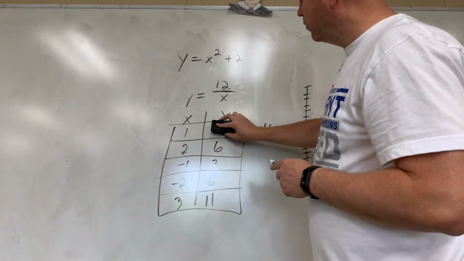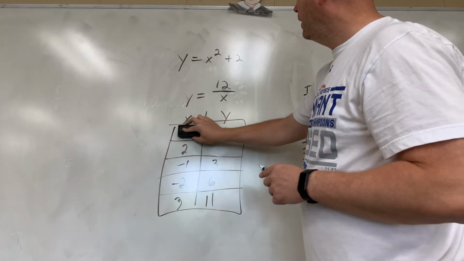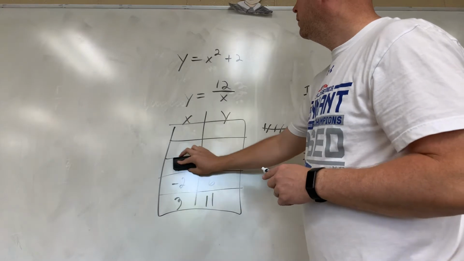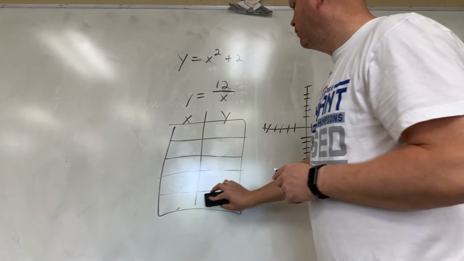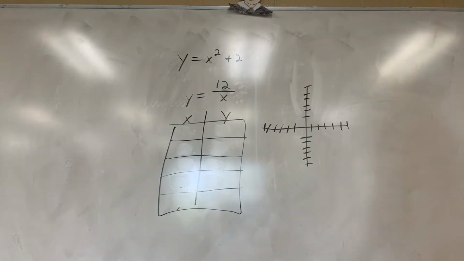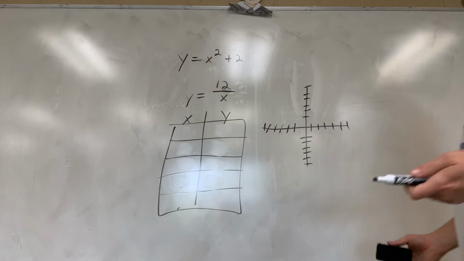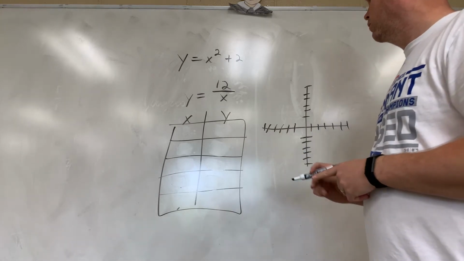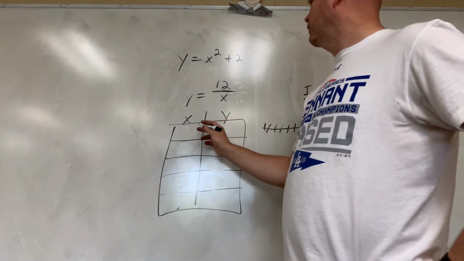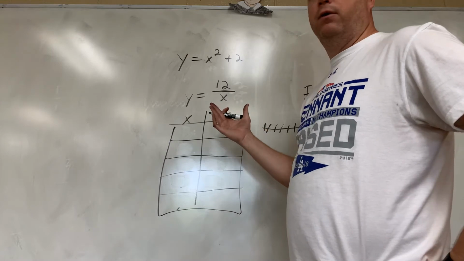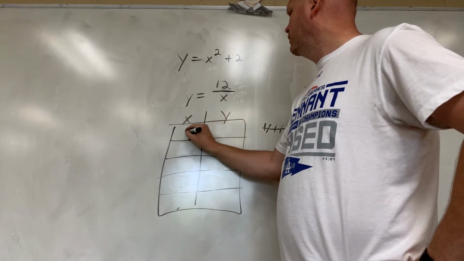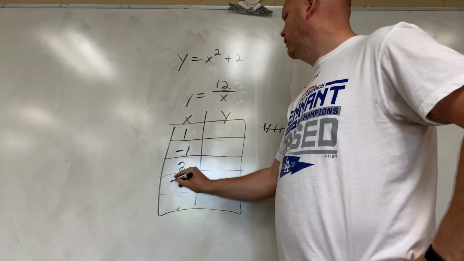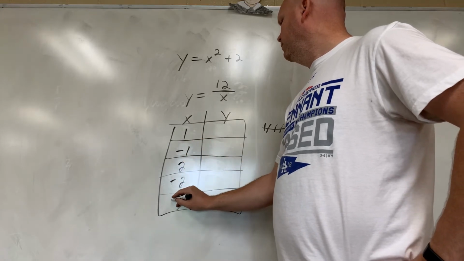Now if we do the other one, y equals 12 over x. Same thing, you would choose your values for x. Remember, it can't be 0. That was the last lesson, so you don't want to make this a 0. But we can do 1, -1, 2, -2, and 3.